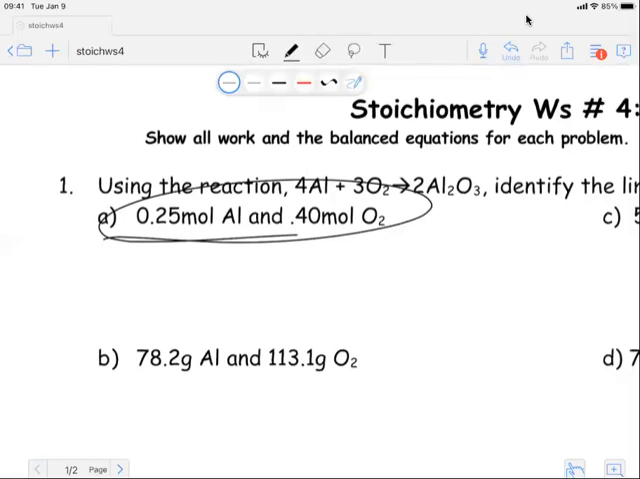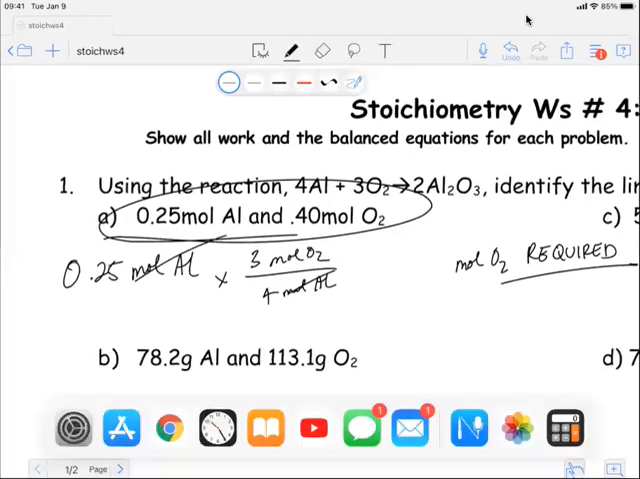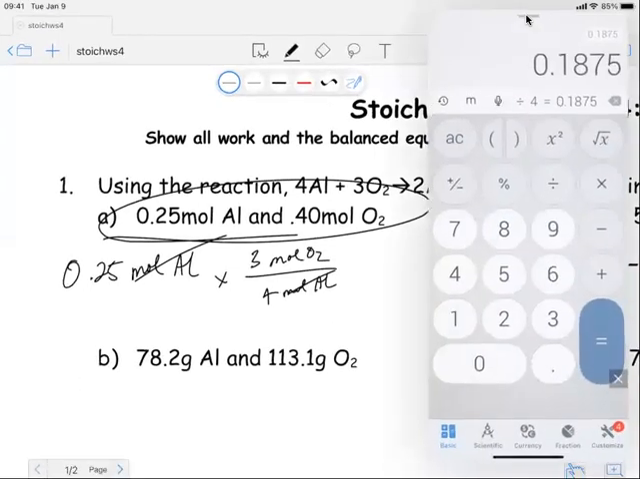And I'm hoping everybody's following along. For example, I'm going to pick aluminum. So I'm going to start with 0.25 moles of aluminum. I'm going to calculate how many moles of O2 are required to react with exactly 0.25 moles of aluminum. So in the middle, I'm going to put my mole ratio, which is 3 moles of O2 to 4 moles of Al. Cancel that.